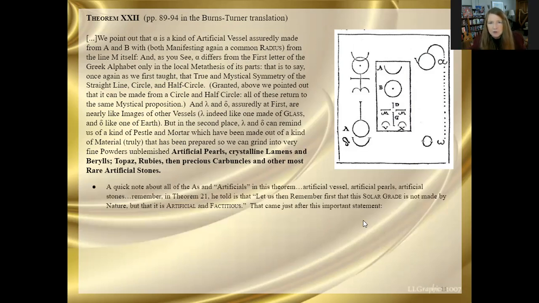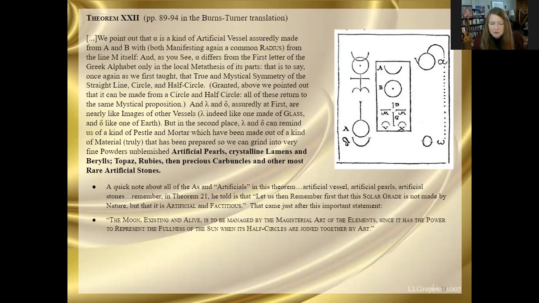A shout out to my friend Helen Perala next year, who asked a couple of videos ago about why there are all the A's and artificials in this theorem. I'll talk about the A's more when I get to that strange bit of text in 22. I'm going to do that in the next video. But let's talk about artificial here. We have an artificial vessel, we have artificial pearls, artificial stones. In Theorem 21, he told us that, let us then remember first that this solar grade is not made by nature, but that it's artificial and factitious. Factitious just means artificial. In other words, this whole process is artificial or done by art or artifice in a certain way.